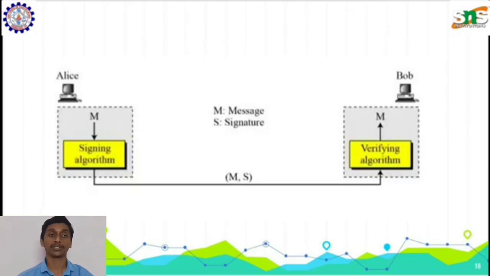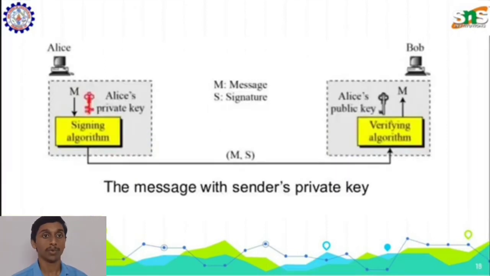Here is an example where Alice sends a message to Bob. The message M goes through the signing algorithm with the sender's private key, where Alice has the private key, and goes to Bob, who is verifying with the verifying algorithm. Alice has the public key.